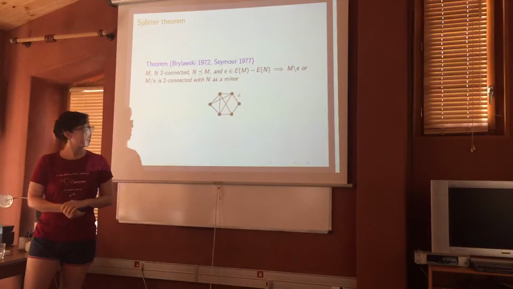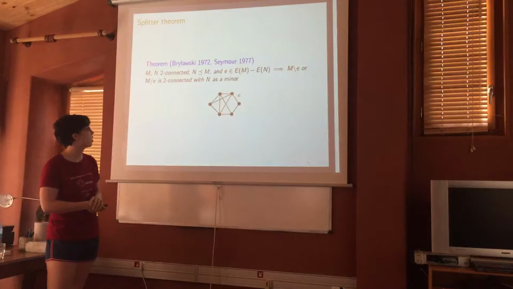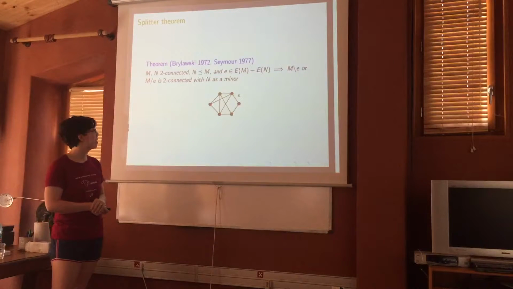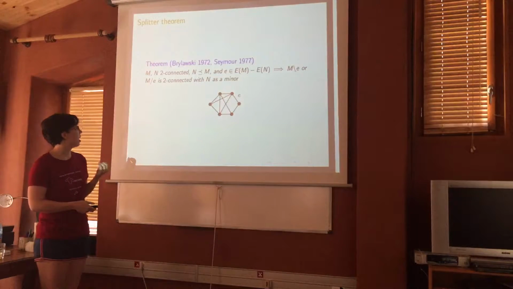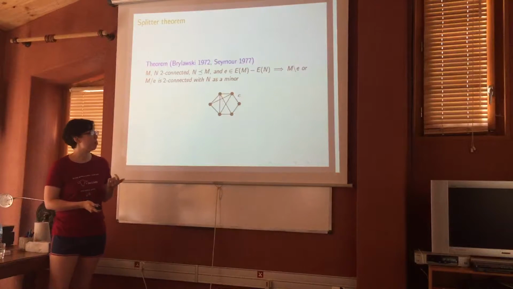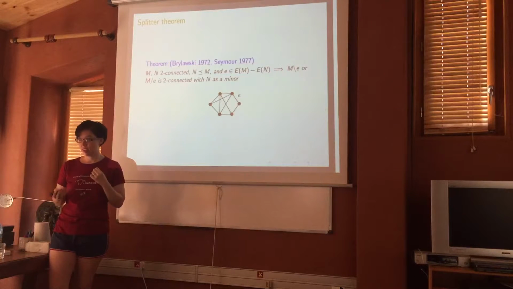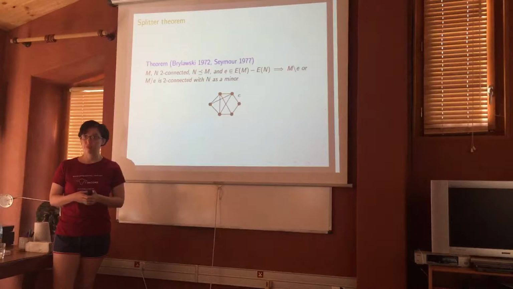So now I'm going to talk about some splitter theorems. Seymour showed, and Brylawski showed, they proved it independently, that if you have 2-connected matroids where one is a minor of the other, then you can take an element that's in M, that's not in N, and you can remove it in the right way to keep the minor, and to keep the connectivity.